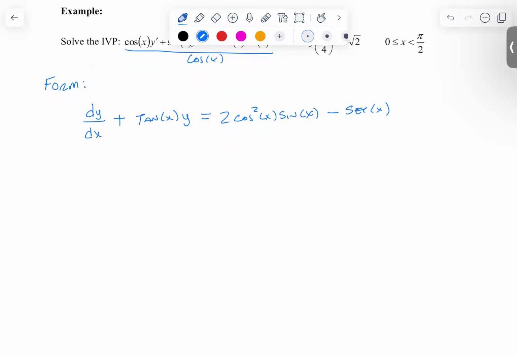The most important thing right now is to do what? Find your integrating factor. Everything's all about that integrating factor. I just always know it as t's, even though technically it's not t's here, it's x's, so we'll convert on the next step. So e to the integral of tangent.